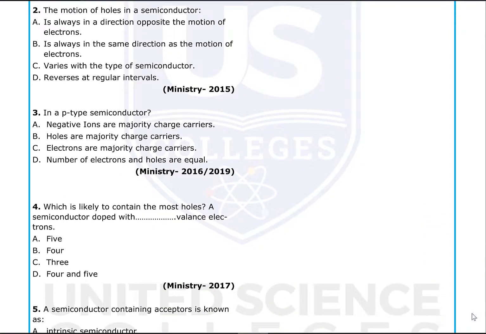The motion of holes in a semiconductor is always in the direction opposite the motion of electrons. Correct. Holes are assumed to be a positively charged particle. Electrons are assumed to be negatively charged particle. They are negative. So motion of the holes is in the opposite direction of motion of electrons. This is the correct answer. Let's check B and the rest.